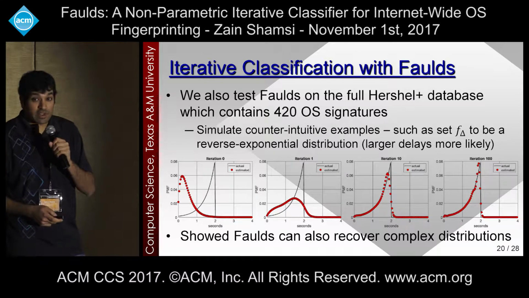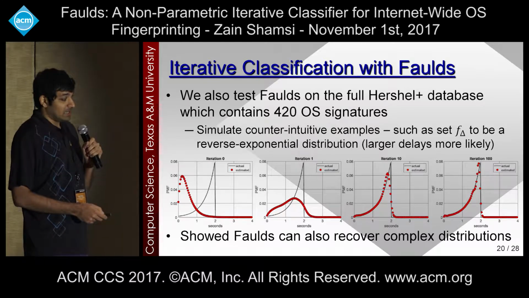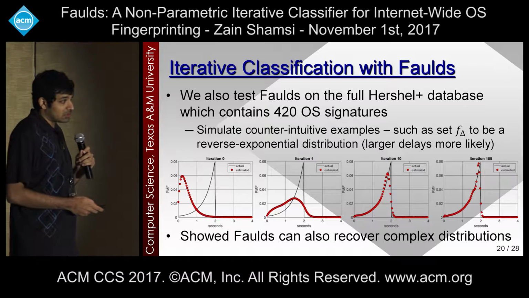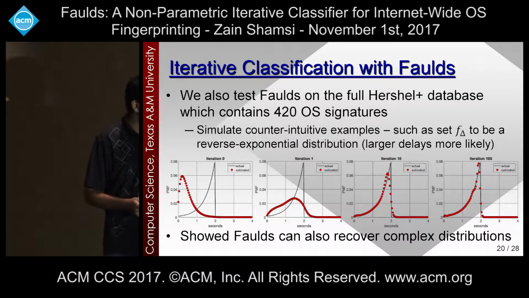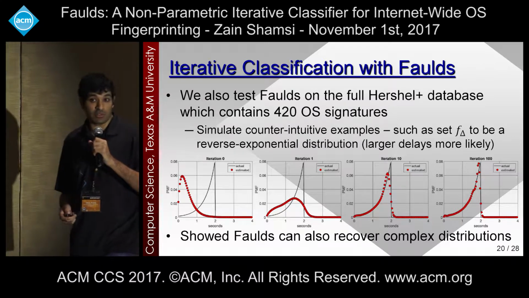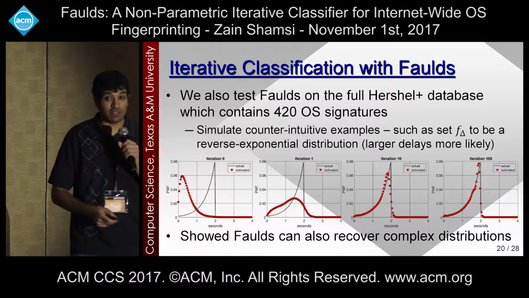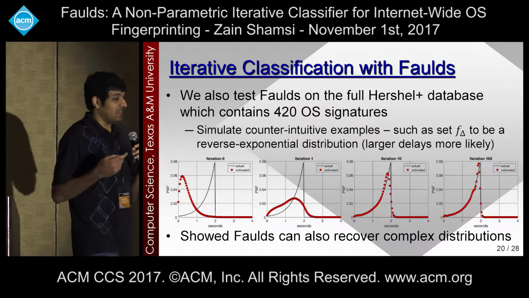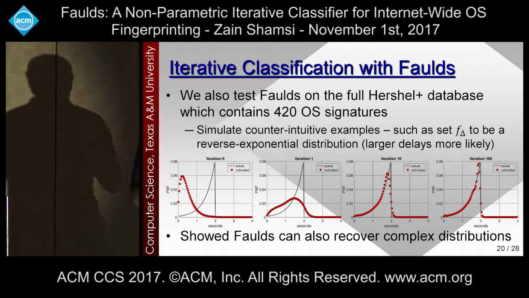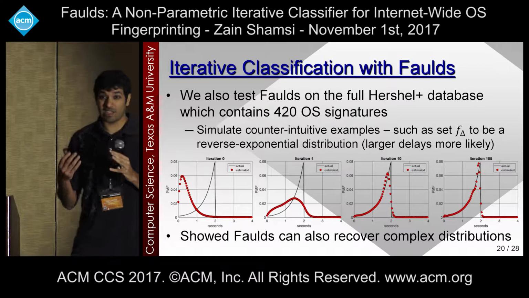But interestingly, by iteration 1, it's already kind of forming to be closer to that. By iteration 10, it's almost there. And when it's converged at iteration 100, you can see it fairly accurately recovers that weird custom delay that we came up with. And this really impressed us and showed us Faulds can recover these complex distributions. And we were ready to take it out on the internet.